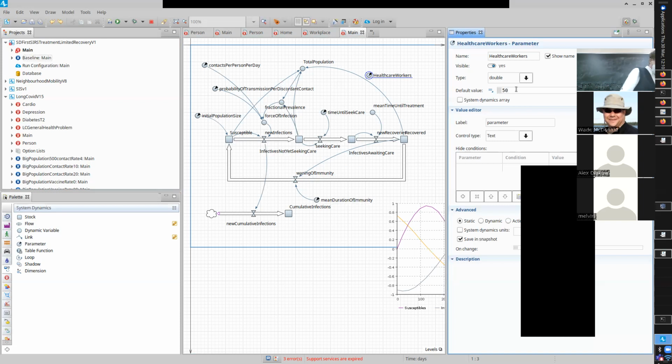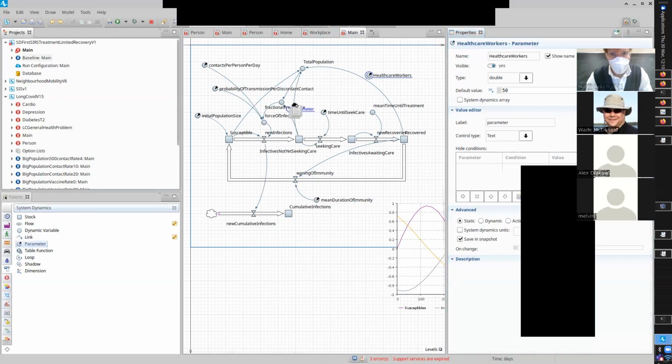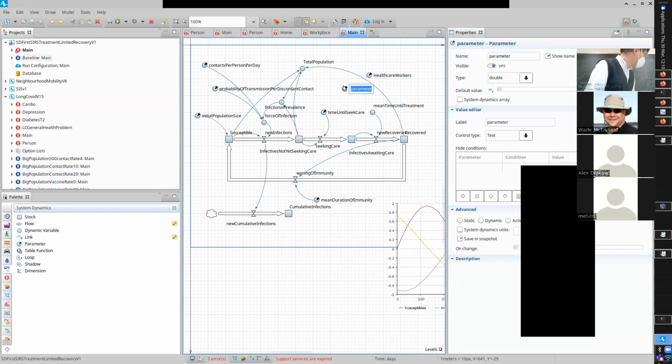Okay. So let's put that into our model. I'm going to put it into our model right now. Here we go. It's called healthcare worker time per patient. Okay, this is cool. Great, great, ladies and gentlemen, great.